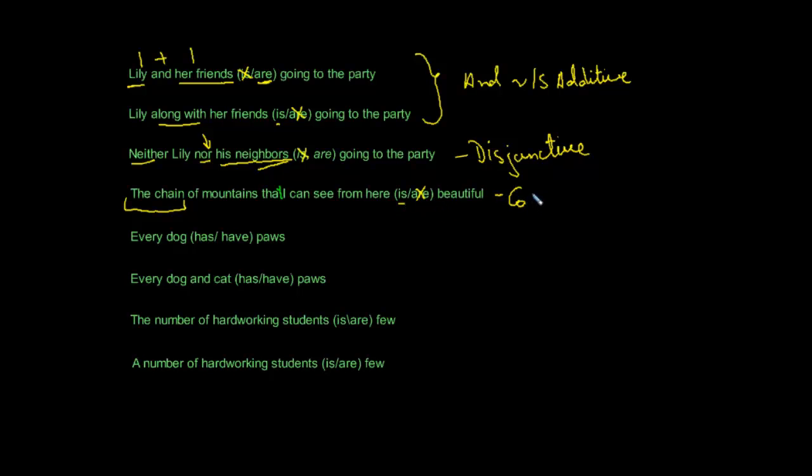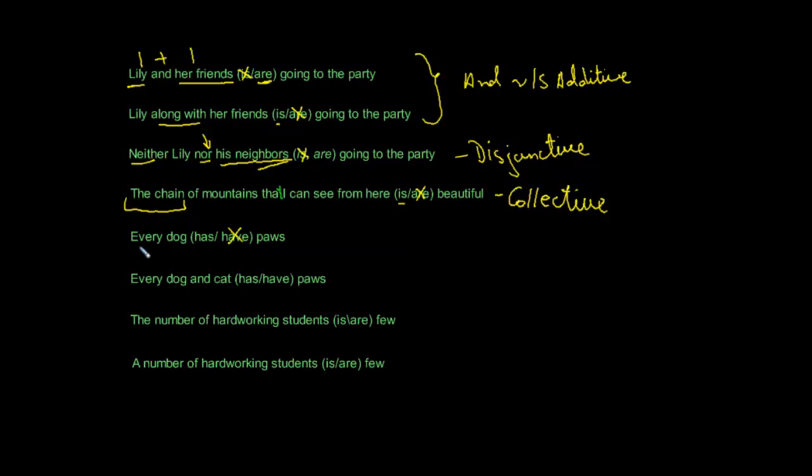This is known as collective because over here we are having a collection of nouns. So this is known as collective. Then the next one says every dog dash paws. Every dog, so I'm talking about each and every dog, that means singular. Every dog has paws, not have paws, because has is singular and have is plural. So singular and singular. This is again known as collectives, but in which sense?